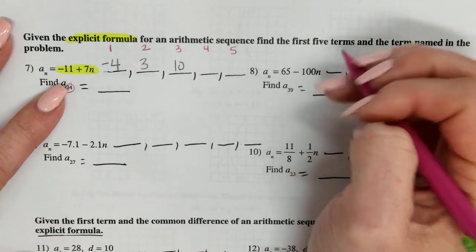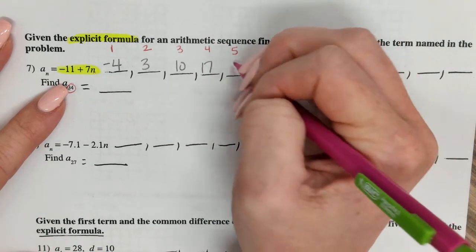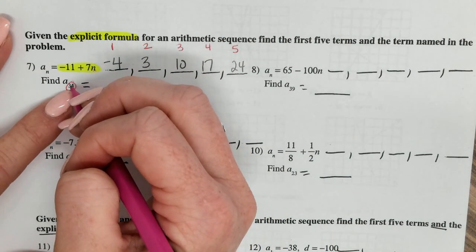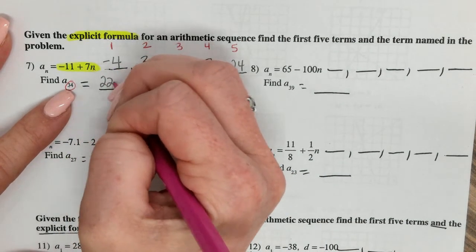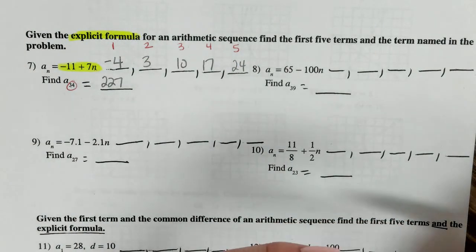Did y'all get the third term is 10, the fourth term is 17, and the fifth term is 24? Okay, then the 34th term, what'd y'all get? 227. Okay, those are easy, right?